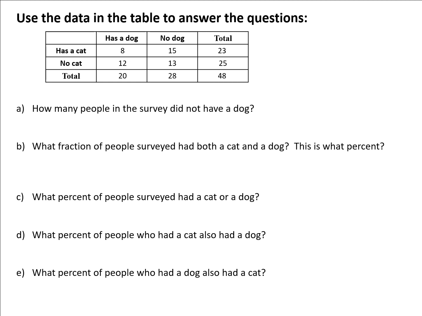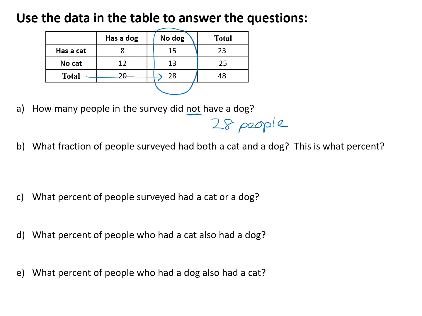All right, so we want to know who didn't have a dog. The no dog part of the table would be in this second column of numbers. We have 15, 13, and 28. Remember, the total is 28, and that's what it's saying. It doesn't specify between having a cat or not, so we'd want the total number of people with no dog. So that would be 28 people. So here those subtotals come in handy.